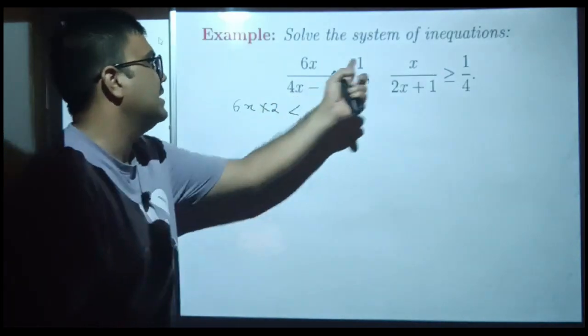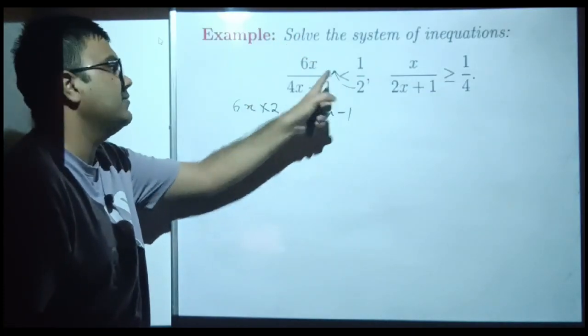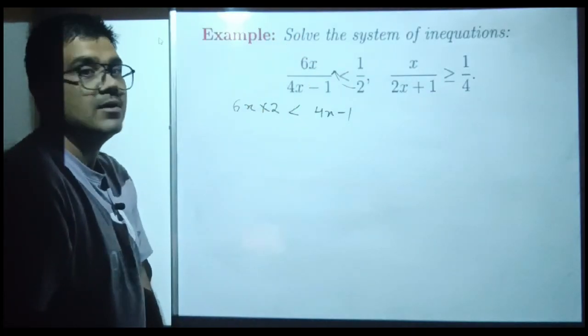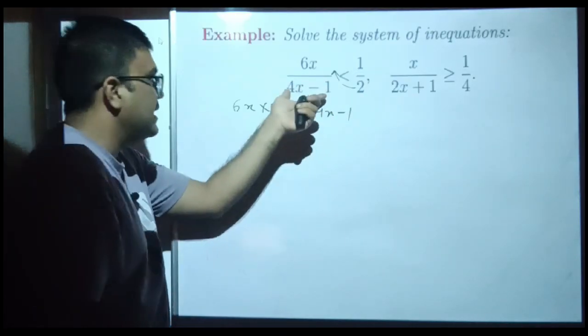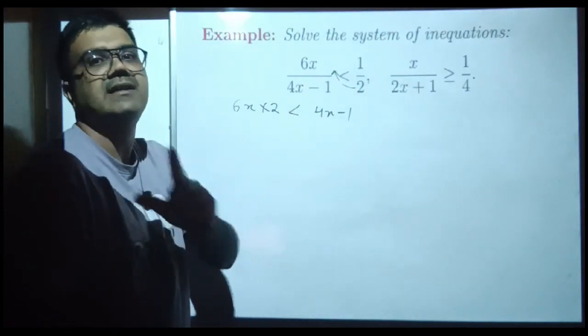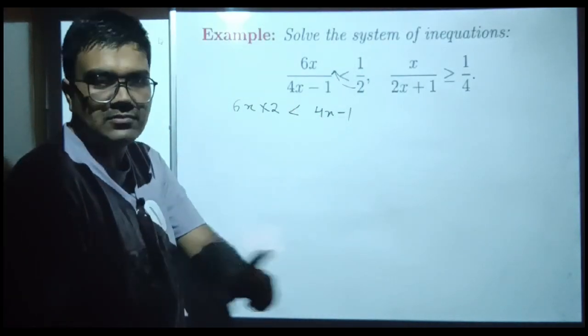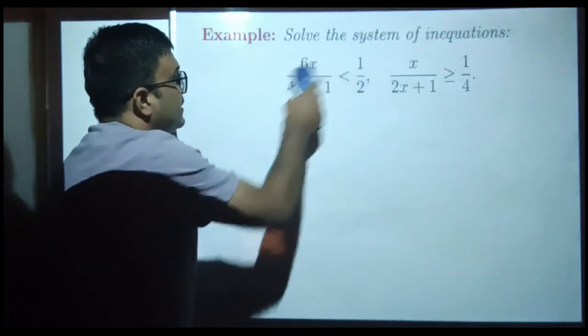If we are cross multiplying these terms, if we shift 2 over here, we can shift it because we know 2 is positive, it will not change the sign of inequality. But we do not know whether 4x minus 1 is positive or negative. If we shift it over here and we don't change the sign, it means we are considering that it is positive. So we cannot shift this 4x minus 1 to that side.